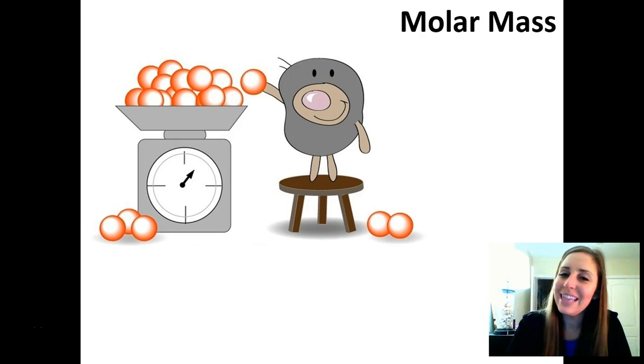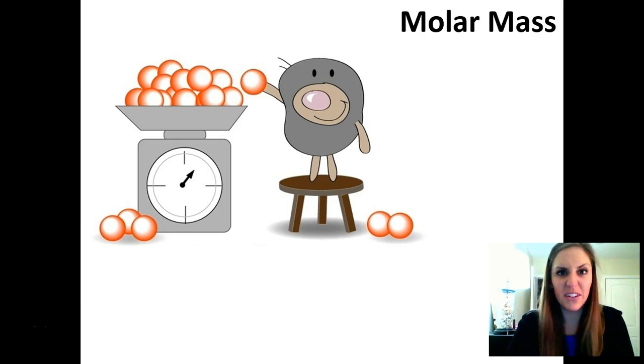Before we get into that, let's talk about the mass of a dozen. If you have a dozen cookies and you put it on a scale, is that going to be the same mass as a dozen cars? Probably not, because one cookie and one car don't have the same mass, so even if you have the same quantity of them, it's going to have a different mass. Well, same with our atoms. Every atom has a unique mass, and that's shown to us on the periodic table.